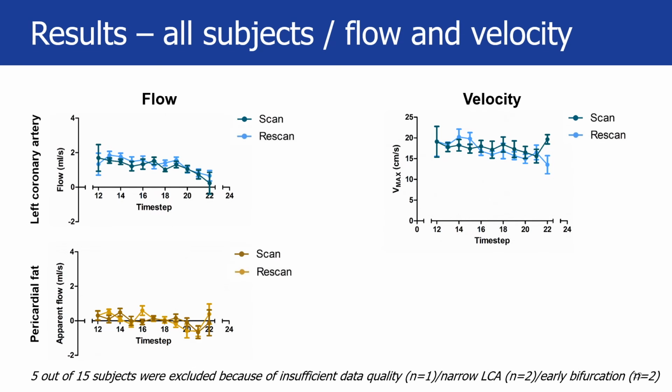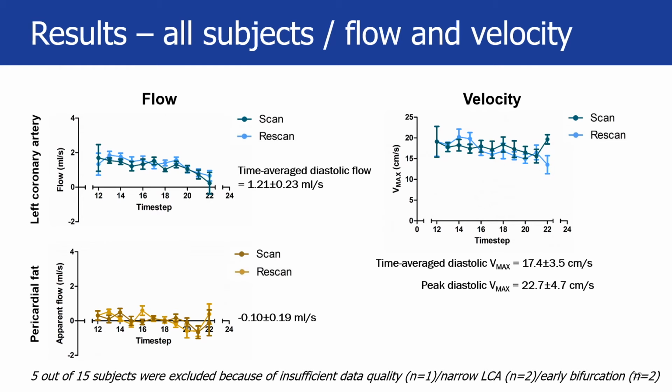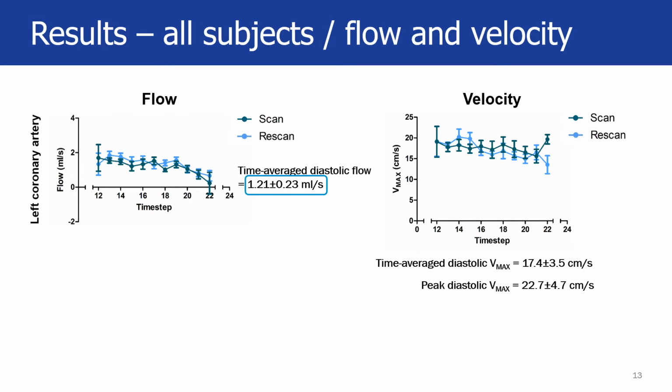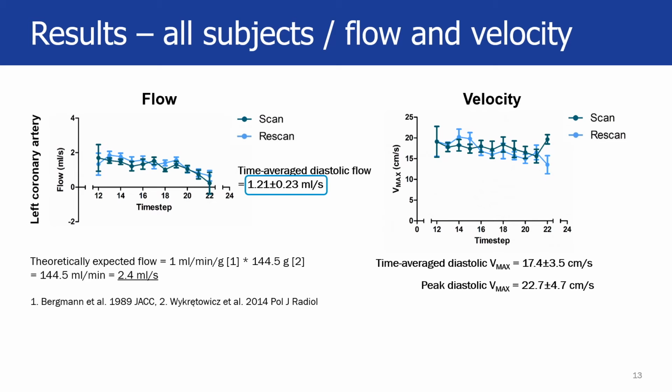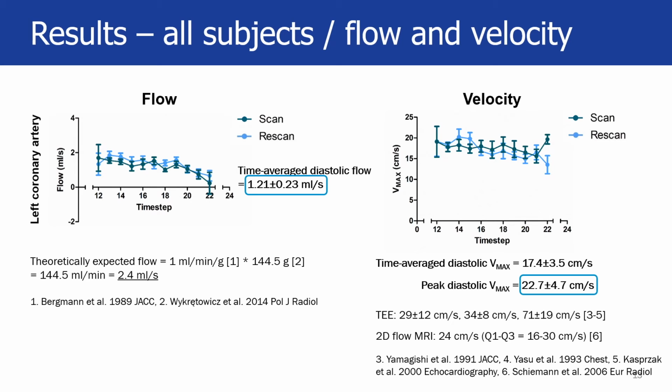Here is an overview of the results, averaged over the subjects. So we measured flow and velocity in the left coronary artery, and in the pericardial fat we don't measure much, as expected. Now let's look at the mean flow and velocity values in the LCA. If we compare it to what we would expect, then the measurements are a bit low. So we are not there yet, but looking at the peak diastolic velocities we measured, they actually come quite close to values reported in echocardiographic and 2D flow MRI studies.